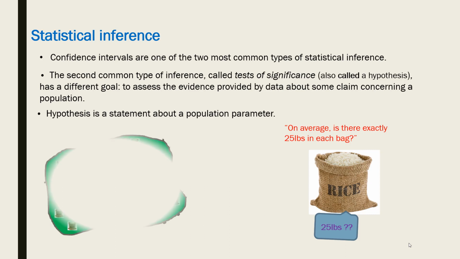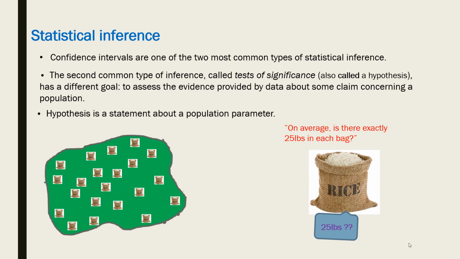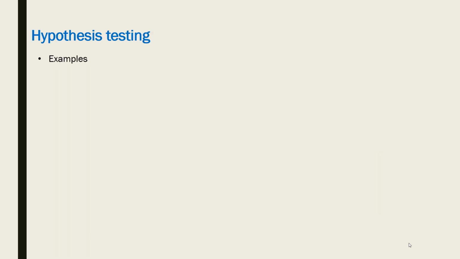So we have a population, so we cannot measure each bag, but we can pick a sample and then measure their weight. Using their weight, we can check whether on average there is exactly 25 lbs in each bag. So that is the type of problem we are going to talk about: hypothesis testing. Let me give you some examples. Need to decide whether the mean weight of rice bags is exactly 25 lbs. Same thing we discussed before.